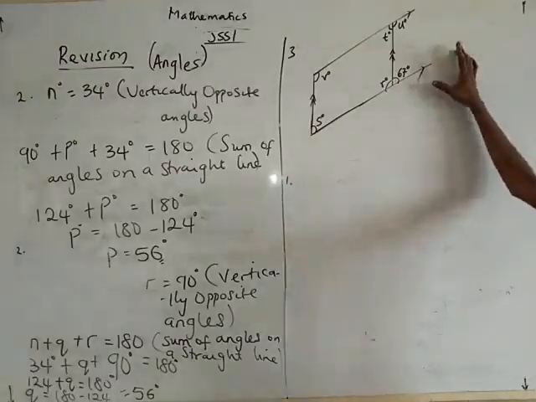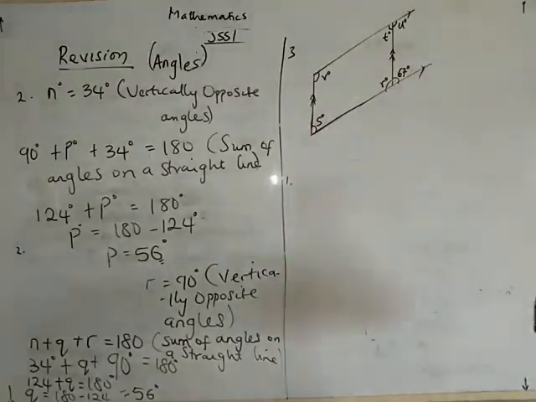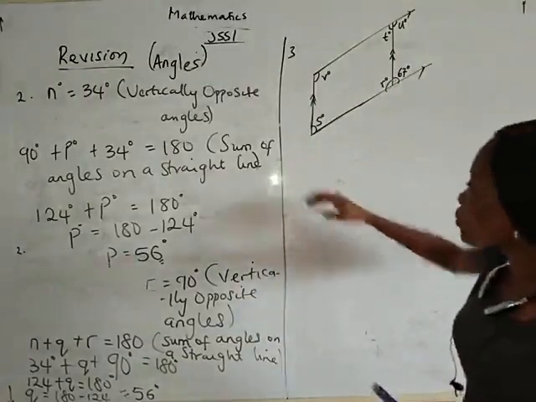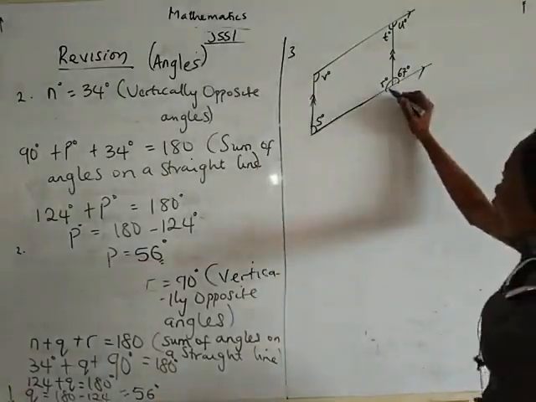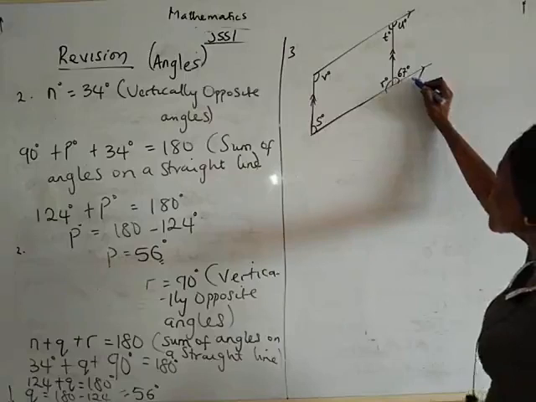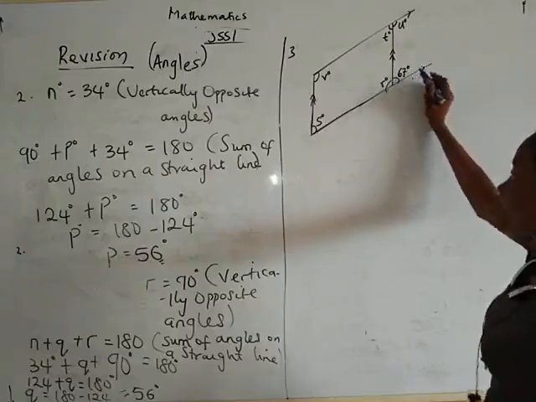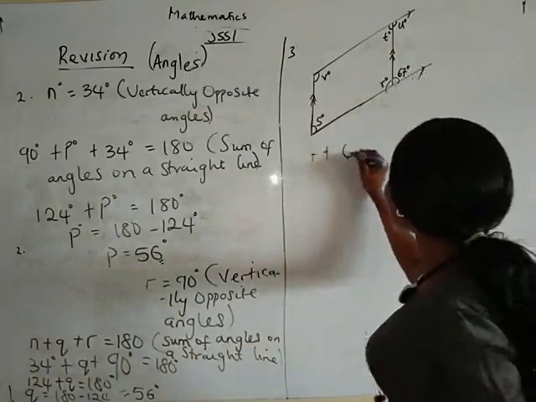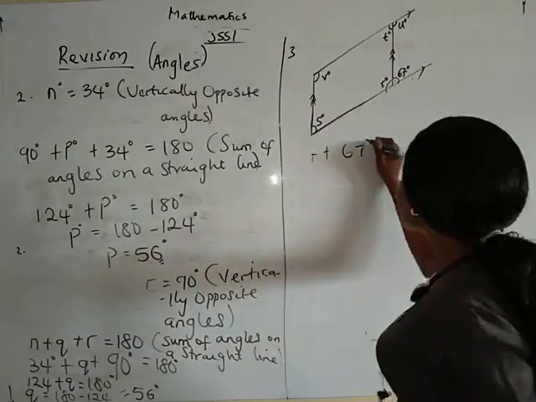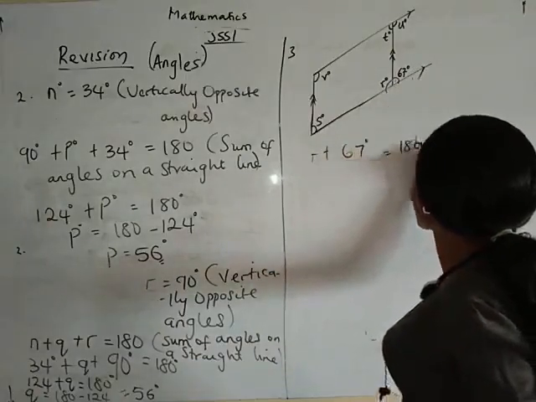Now we are applying our knowledge of corresponding angles, alternate angles, and our knowledge of angles on a straight line. Okay, so this is where we start from. If you look at angle R and this 67, both lie on a straight line. So we can say that R plus 67 is equal to what? 180 degrees.